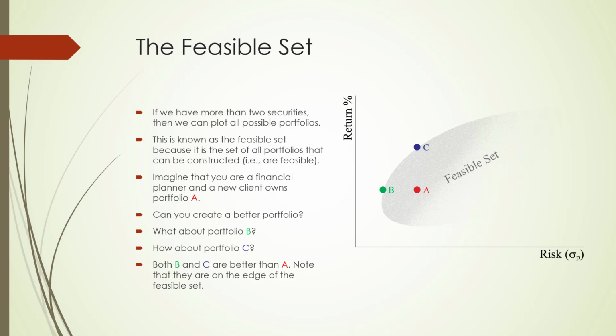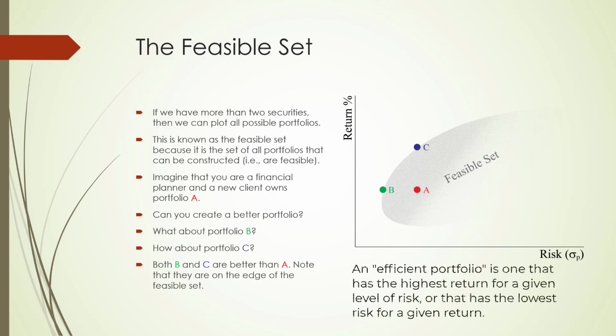So B and C are what we call efficient portfolios. What that means is that they have the highest expected return for their given level of risk. Or alternatively, for their level of return, they have the lowest possible amount of risk. That's what we mean when we say efficient portfolios.